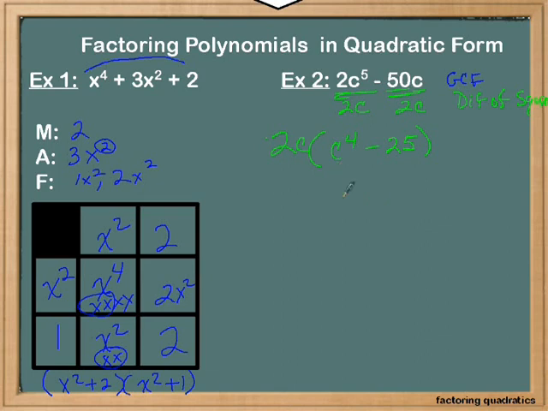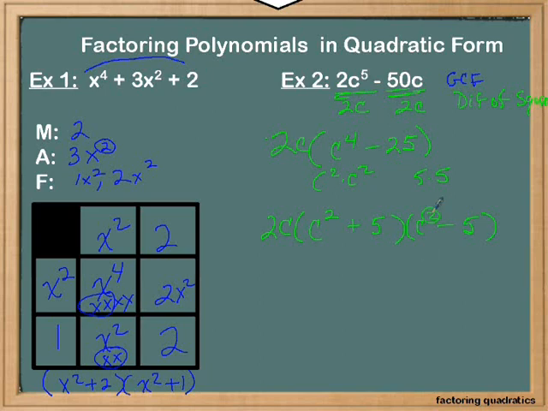Is c to the 4th a perfect square? The answer to that is yes, because c to the 2nd times c to the 2nd gives me c to the 4th. And of course the 25 breaks down to 5 times 5. When I do a difference of squares, I have a positive quantity and a negative quantity. So I'm going to fill this in with a c squared plus 5 and a c squared minus 5.